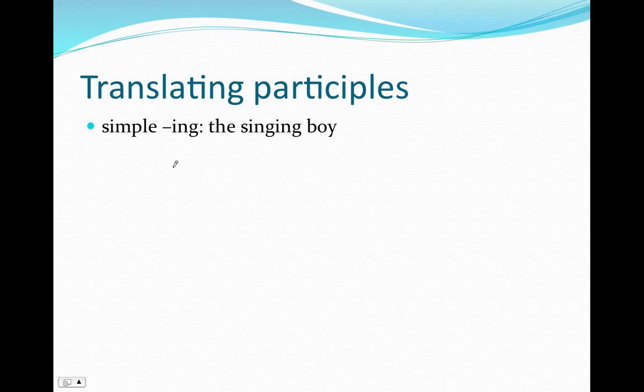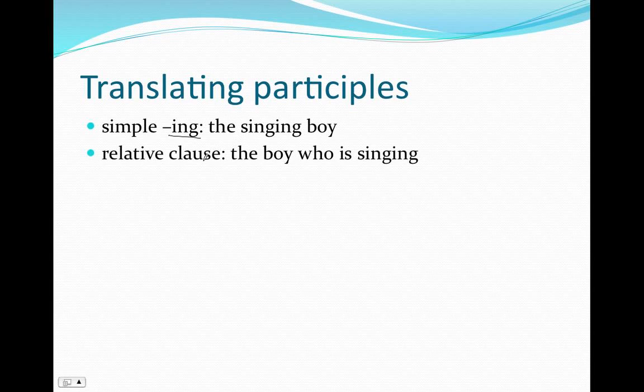So the simplest way is the -ing, the singing boy. And we see a participle, we see -ing, and this, by the way, is going to be a present participle. We'll do other things with other tenses. It's also very common to use a relative clause. So now all of these phrases are actually going to be identical. So we say, the boy who is singing, where who is singing in Greek is equivalent to this singing. It'll be one word that we can translate as who is singing.